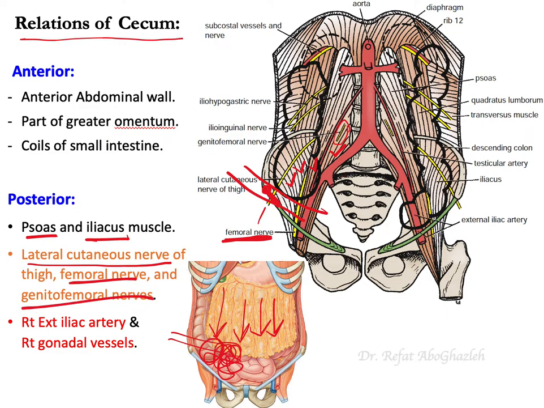But also you have two vessels, one large and one small. So you have the external iliac artery and you have the gonadal vessels, right? Gonadal vessels. Okay, the right one, right? Because you have just one cecum, right? That's on the right.